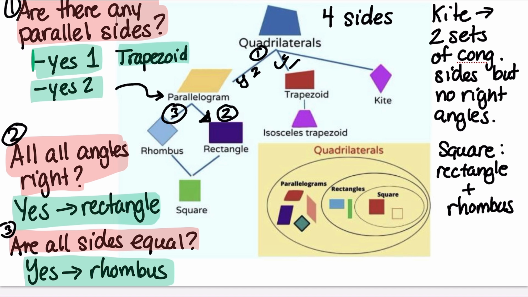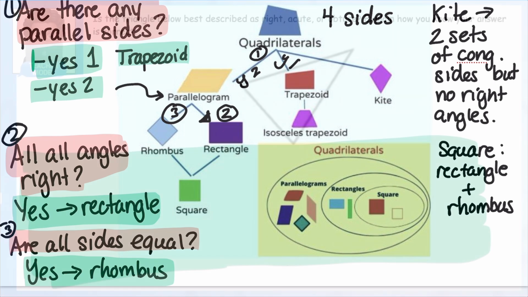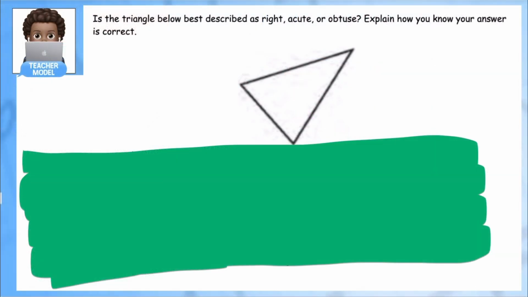But that does not mean that rectangles are squares. Not all rectangles can be squares. It can only be a square if all sides are equal. All right, so let's hit pause and just jot these 3 questions down into your notes. A lot of terms. All right, let's look at our first model problem.